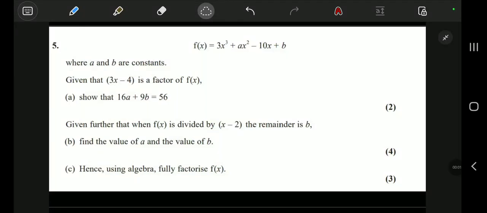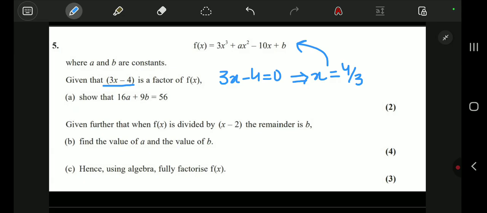Question 5 says f of x is this, where a and b are constants. Given that 3x minus 4 is a factor of f of x, show that 16a plus 9b is equal to 56. If 3x minus 4 is a factor of your function, then putting 3x minus 4 equal to 0 gives x equal to 4 over 3. If you substitute this 4 over 3 in the function, it should be equal to 0.